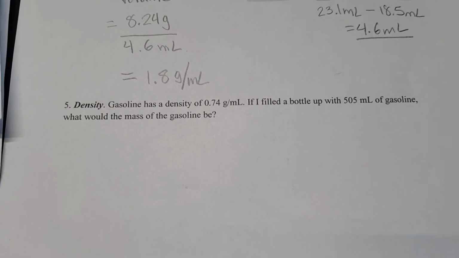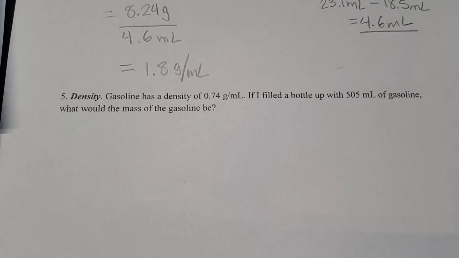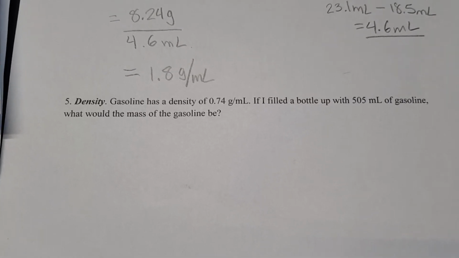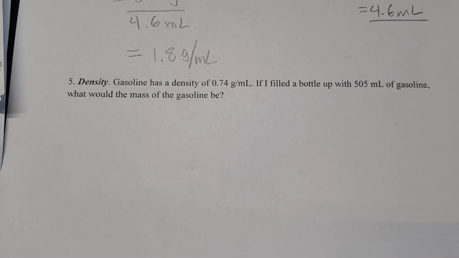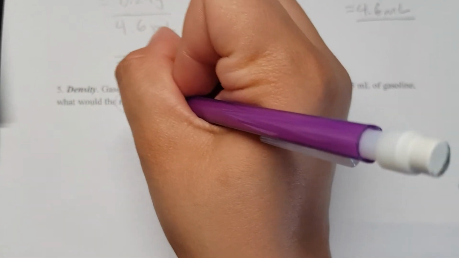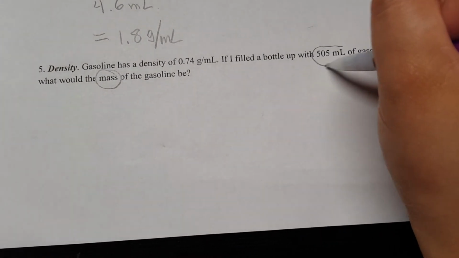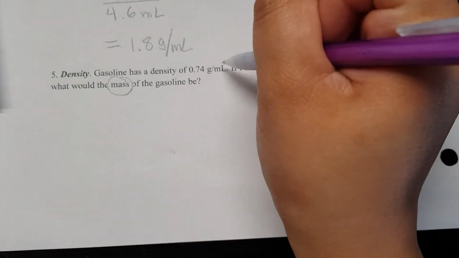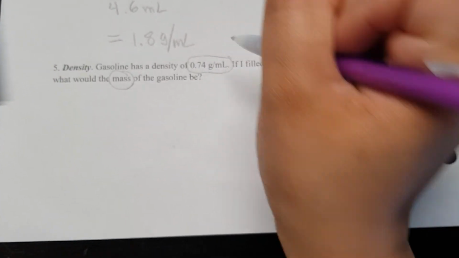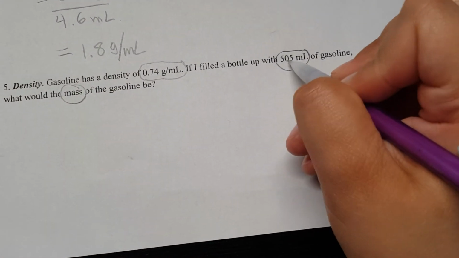Number 5. Gasoline has a density of 0.74 grams per milliliter. If I filled up a bottle with 505 milliliters of gasoline, what would the mass of the gasoline be? So right away we see that we are trying to find mass. So we are looking for grams. We are given 505 milliliters and we are given the conversion factor 0.74 grams per milliliter. We begin with our given. This is our conversion factor and this is our needed.